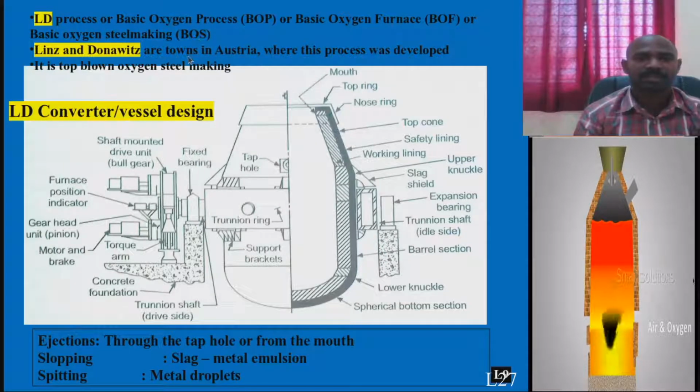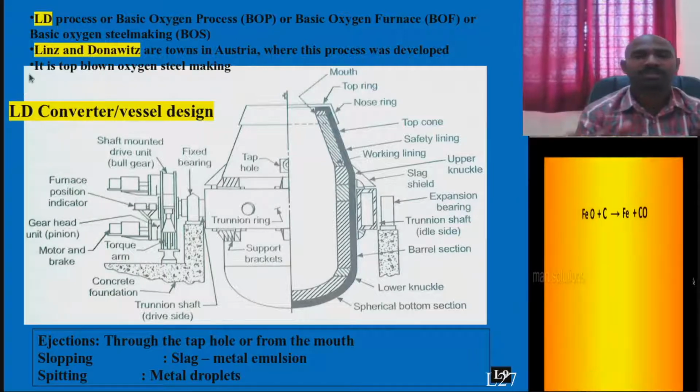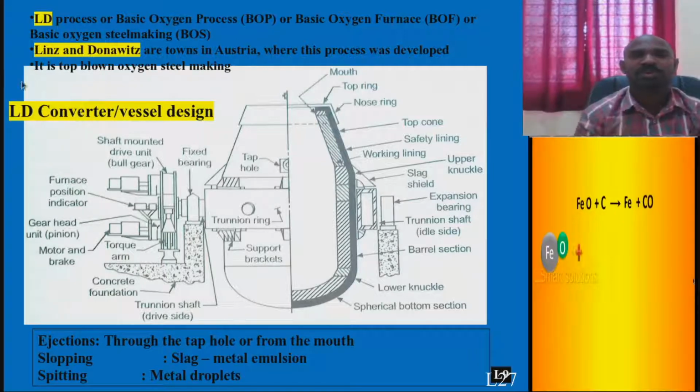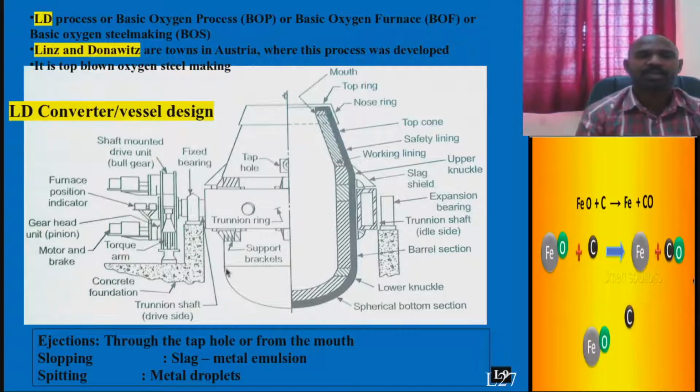Basically, it is called the top blown oxygen steel making process. This gives an idea about the LD converter, which converts iron into steel, where all the steel making reactions take place in this vessel. It is called the LD vessel, or it looks like a kind of crucible, so it is also called the LD crucible.